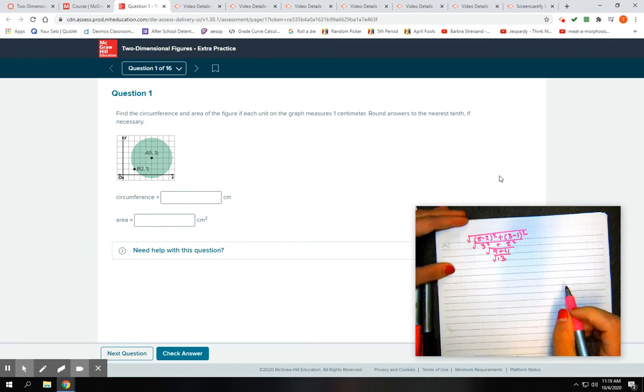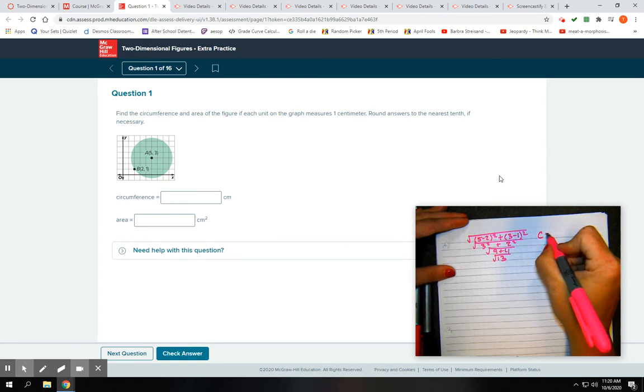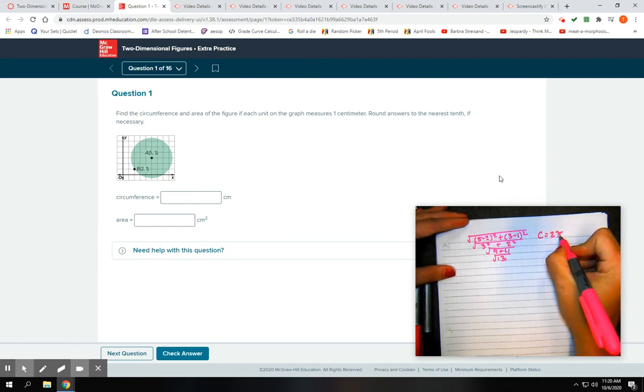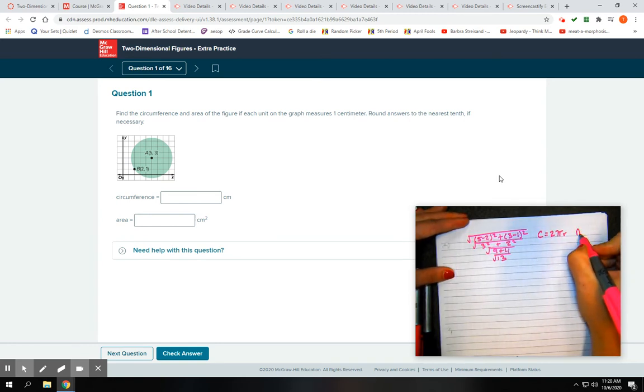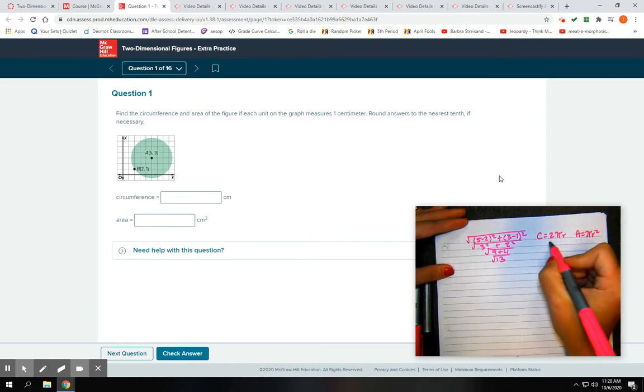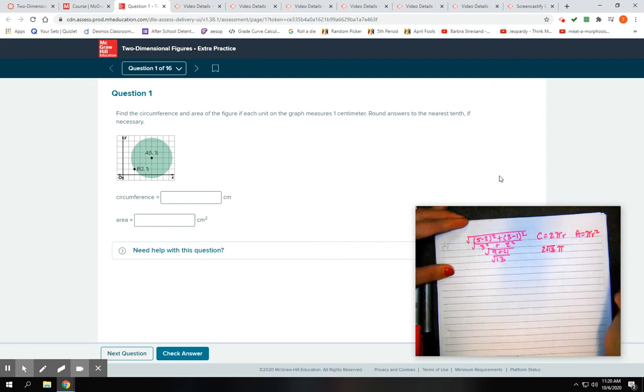So we're looking at the square root of 13 for the radius, right? And circumference is 2 pi r. Area is pi r squared. So we're looking at 2 times the square root of 13 times pi for the circumference, and the square root of 13 squared times pi for the area.